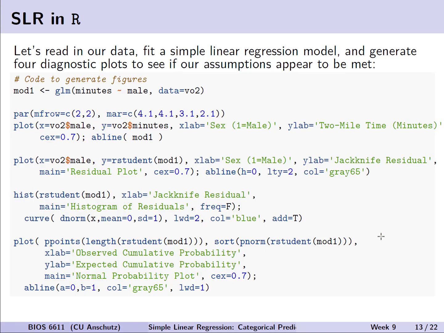Okay, so now let's work through an actual example of this calculation in R. Again, we'll just briefly highlight here, this first line is fitting our model with our outcome of minutes and our predictor of male as a 1-0 indicator variable. The rest of the code below here is to generate the diagnostic plots that we're going to walk through on the following slide.